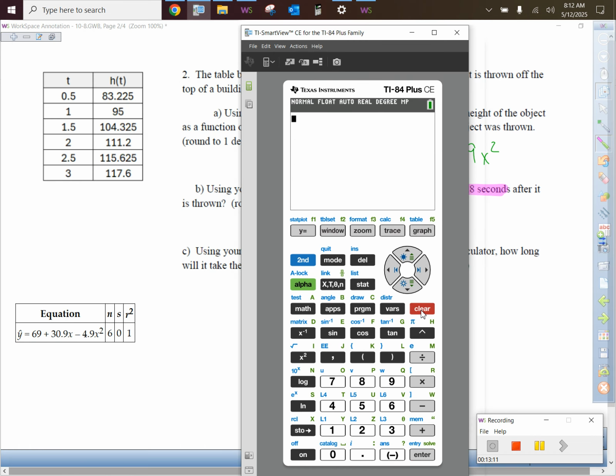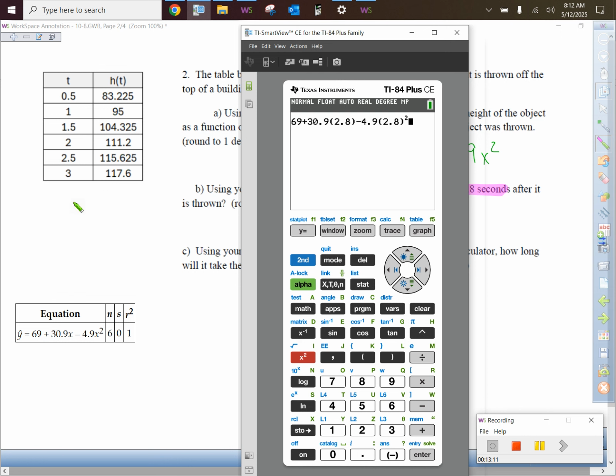Clear all this out. 69 plus 30.9 times. Is it 2.8? Is that the number we're trying to do? Yep, thank you. Minus 4.9 times 2.8 squared. That's probably the biggest mistake when you're punching stuff in, forgetting to square that. You know, it's like, oh, God, I forgot to square it. So are we cool with that?